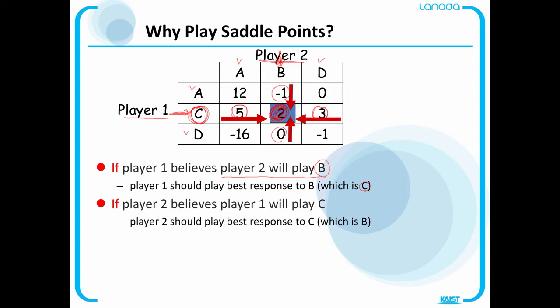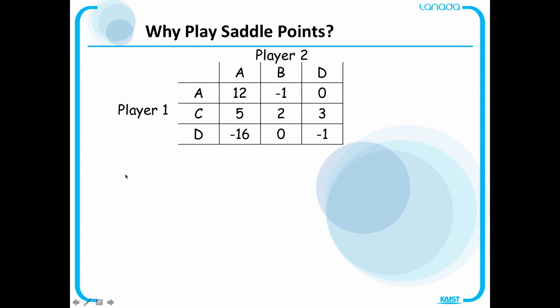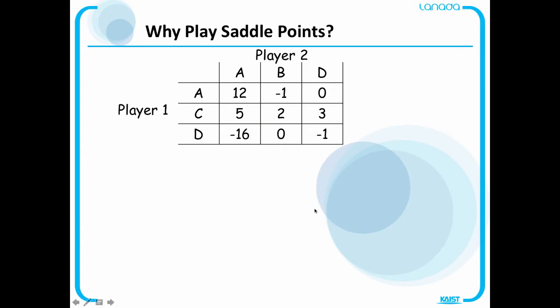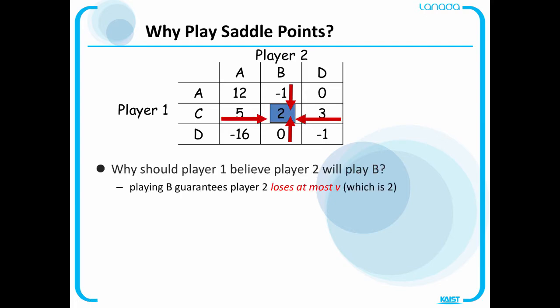Now you have a question. Where does this belief come from? I'm going to talk about that: why player 1 believes that player 2 will play B, or why player 2 believes player 1 will play C. So let's go deeper into the minds of player 1 and player 2. That's what we have done, and now the question is why should player 1 believe player 2 will play B?